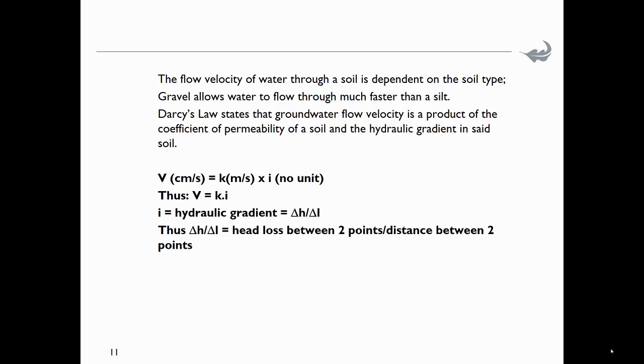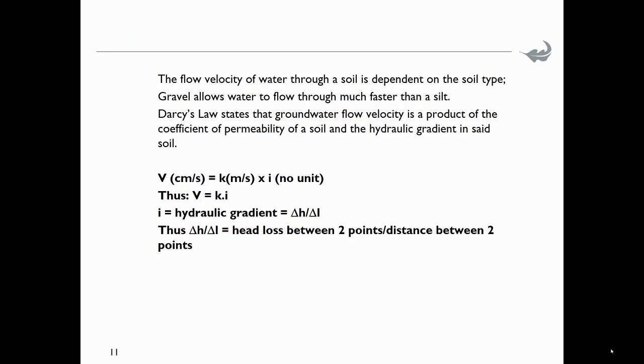Darcy's law states that groundwater flow velocity is a product of the coefficient of permeability, K, and the hydraulic gradient in that particular soil. So the velocity measured in centimeters per second equals the coefficient of permeability measured in meters per second times i. Or put differently, the velocity is K times i, where i is the hydraulic gradient. It is equal to delta H over delta L, and the head loss is what this represents, the difference between 2 points, or the distance between 2 points.